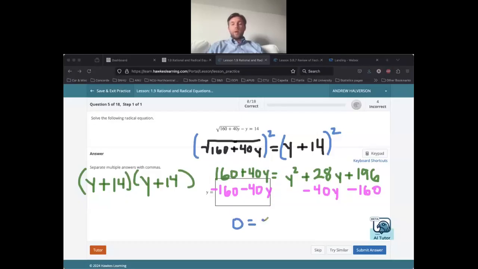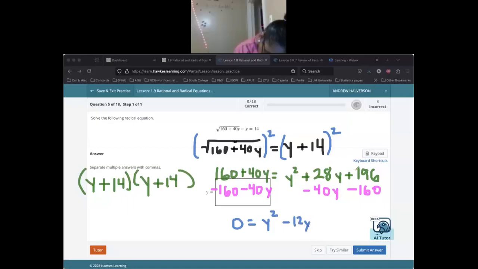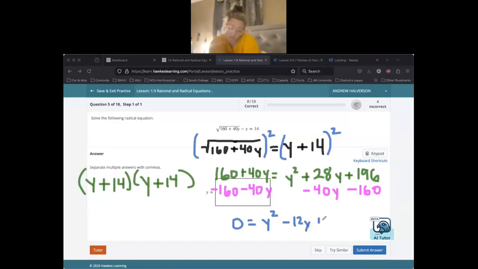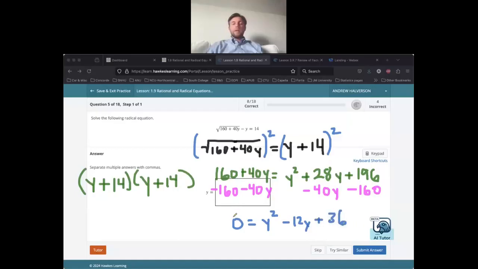Over here, the y squared comes down. 28y minus 40y gives us what? Negative 12y. And then positive 196 minus 160 is positive 36. Okay, so we've got this now.